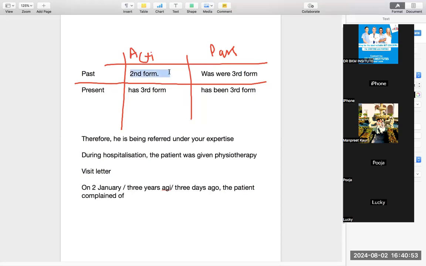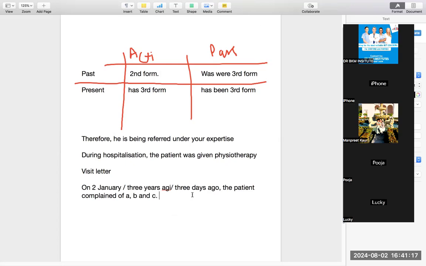Why second form? Because it is an active thing. Active means that the patient is complaining by himself. Again, I would like to repeat this point. Active means that the patient is doing it by himself. So the patient complained of fever, nausea, and vomiting. So A, B, and C. So this is the active tense.